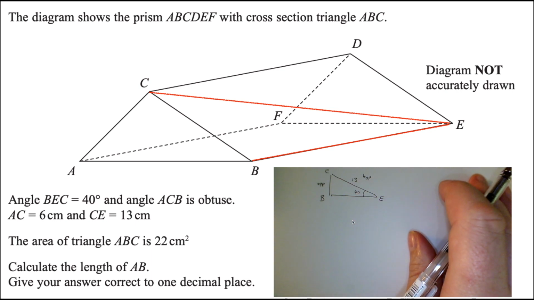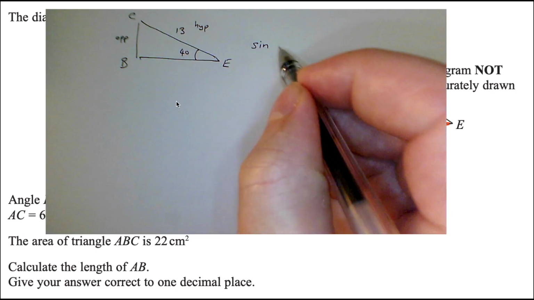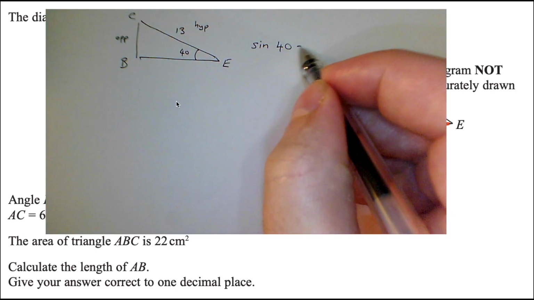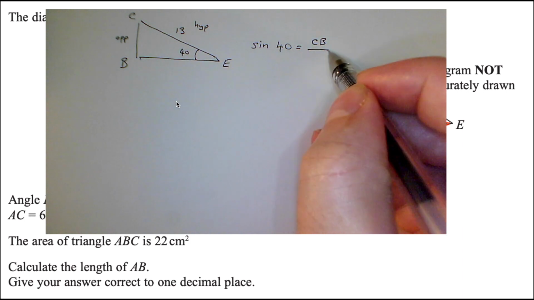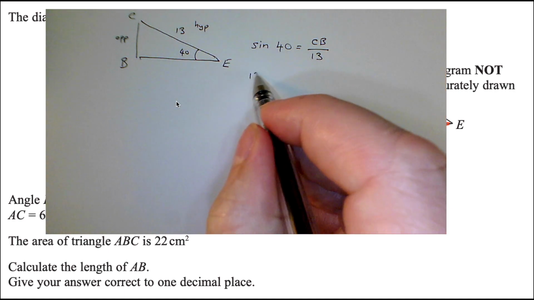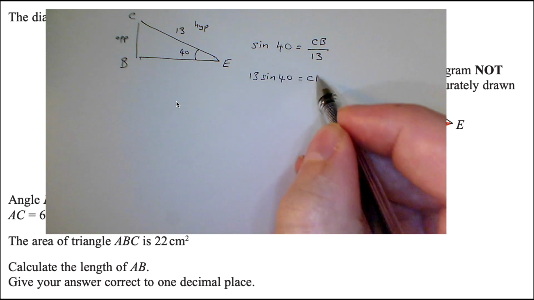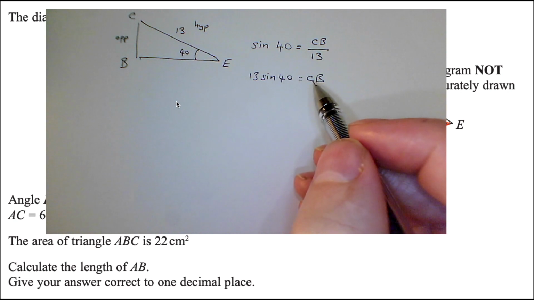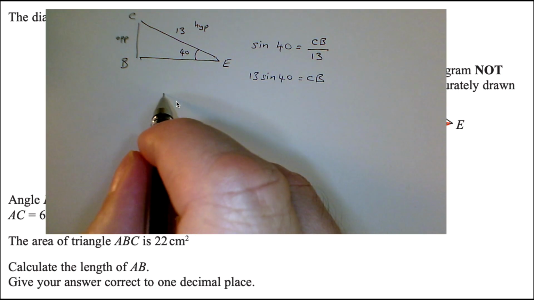So thinking about it, I've actually got a triangle where I've got 2 bits of information. That's a sine rule question. So let's find that length CB. The reason I'm doing that is because if I find the length CB, then I've got a triangle at the end where I've got 2 sides and an angle, so I should be able to find the third side. We're trying to find the length AB at the end of this. Right, so I reckon 13 sine 40 is the length of CB.